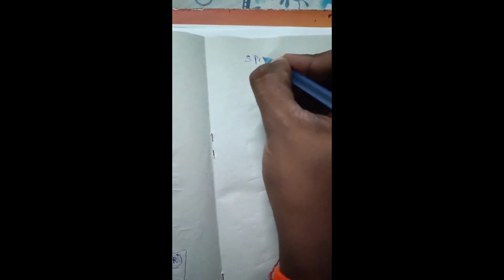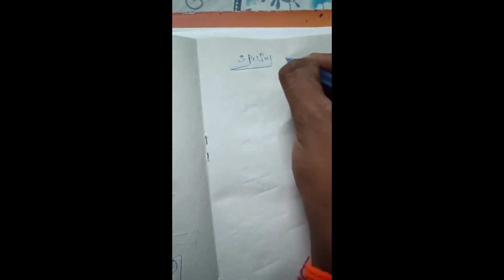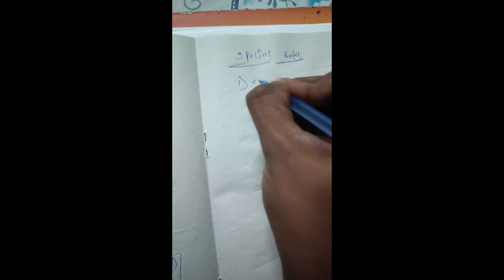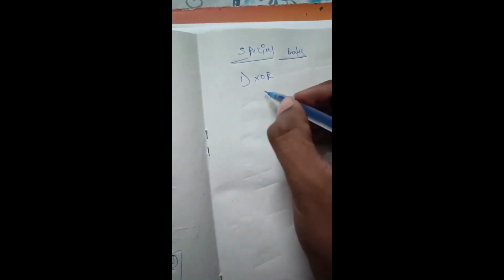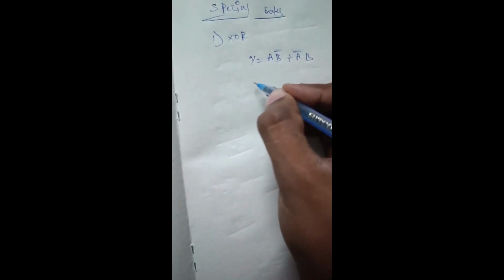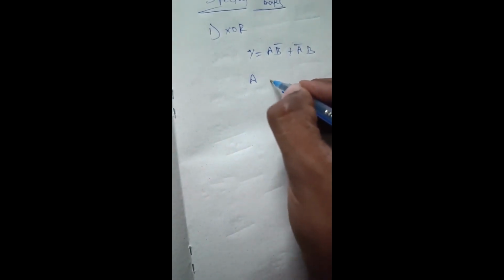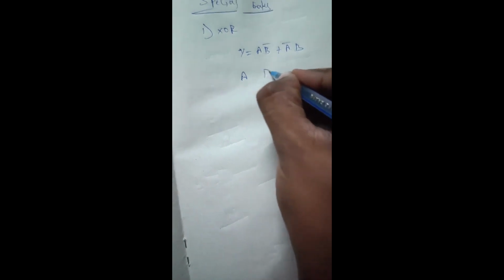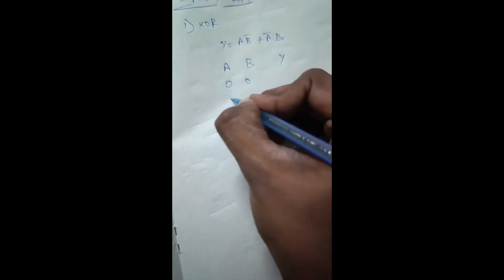And in the special gates there are two types of gates. One is the XOR. The expression for the XOR gate is y is equal to A B bar plus A bar B. Now let us construct the truth table for this XOR gate. Same as in the previous logic gates, I am taking the inputs as A comma B and the output will be Y, with inputs 0 0, 0 1, 1 0, 1 1.